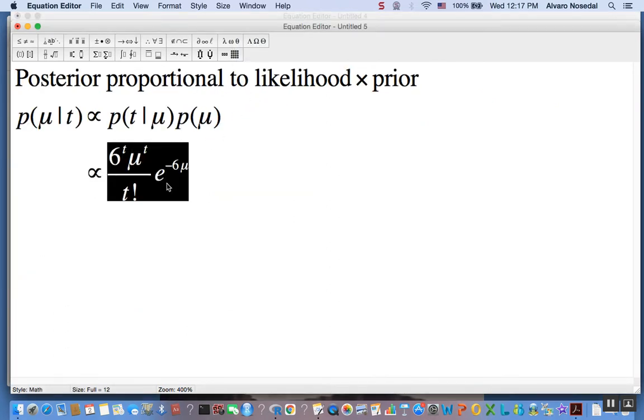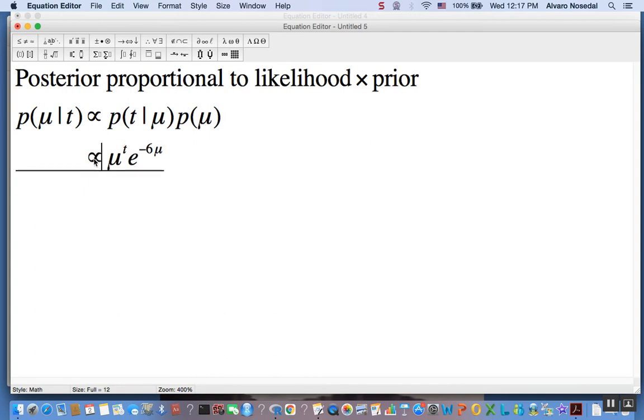So likelihood, there we are. But this is a constant, we don't care about this. That 1 over t factorial, that's also a constant, and we're using that proportionality symbol, right? So we don't have to worry about those. So we have that times our prior, and our prior is gamma. So that gamma looks like this.